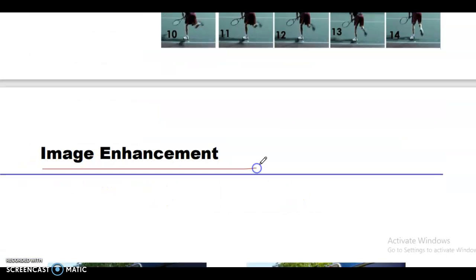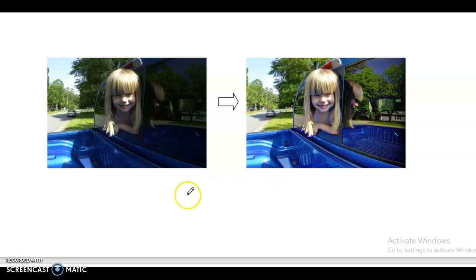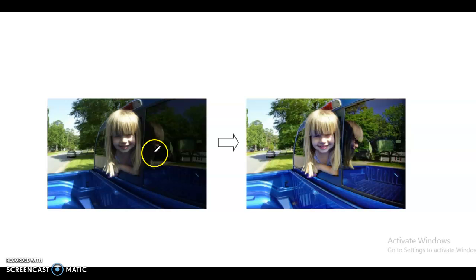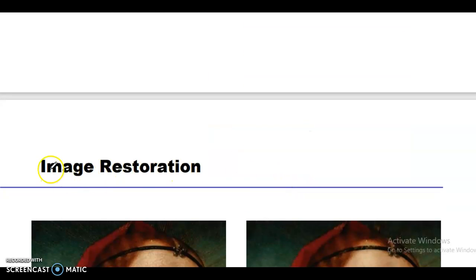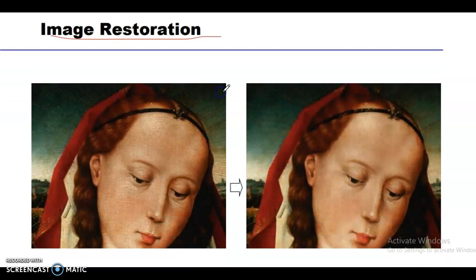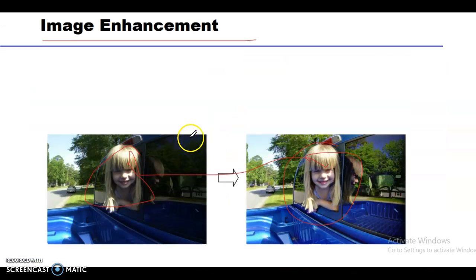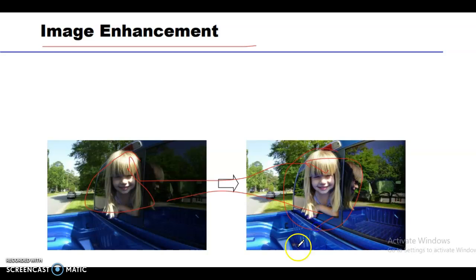Image enhancement. This image here shows enhancement. Image restoration. This image restored here, this image enhancement here.